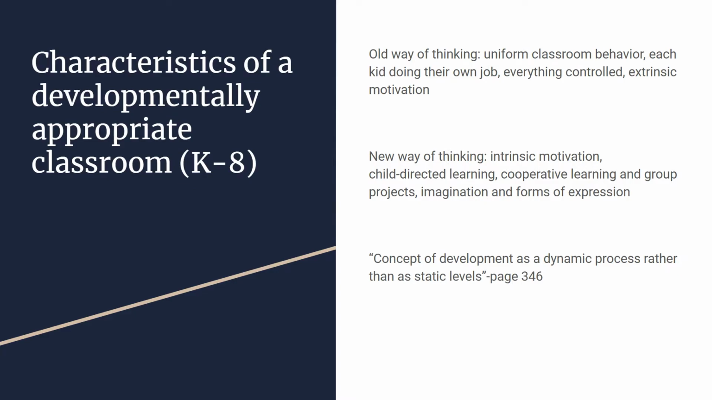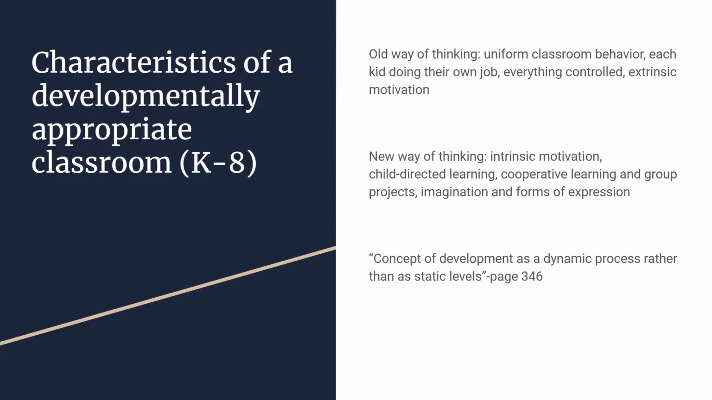So, characteristics of a developmentally appropriate classroom. This is where we're getting into the meat and potatoes of the whole big concept. Basically, there was an old way of thinking and a new way of thinking. The old way of thinking was uniform classroom behavior. You wanted everyone to be in line and to be the same. It was one size fits all, and you needed to conform to that one size, because if you weren't, you weren't doing it right. Each kid would be assigned individual tasks, and they would try to make them do those individual objectives, goals, and projects by themselves, and it was about how well you could do them by yourself.